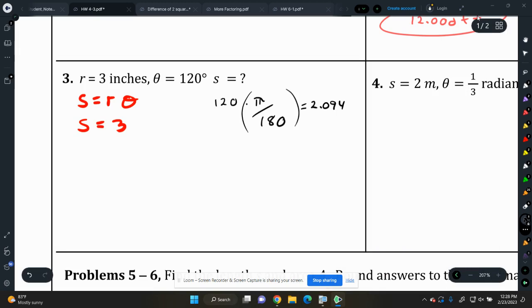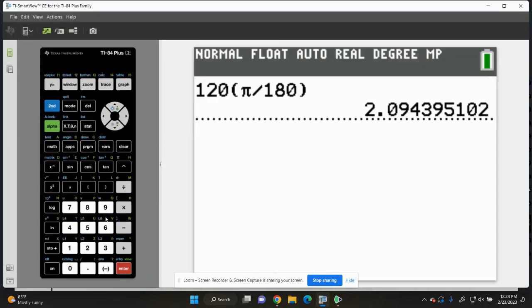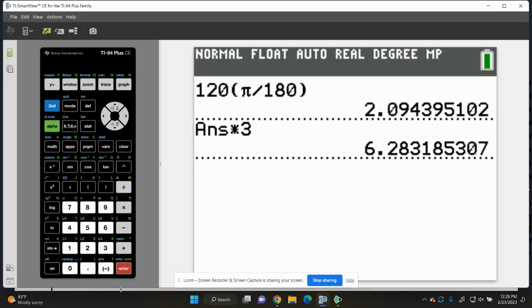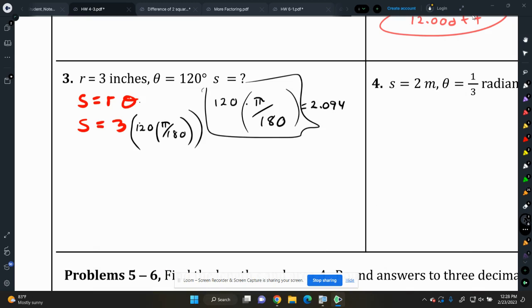In fact, I usually leave the entire number in there. So what I do a lot of times, I'll do 3 times, so my theta is going to come from this, right? So we're going to say 3 times 120 times pi over 180. So I just kind of leave the whole number right there. On my calculator, I just did 120 times pi over 180, and we'll just do times 3. Now I'll go ahead and round it. We want to round at the end, not in the middle of the process. So this is going to give me 6.283. So S is approximately 6.283 inches.